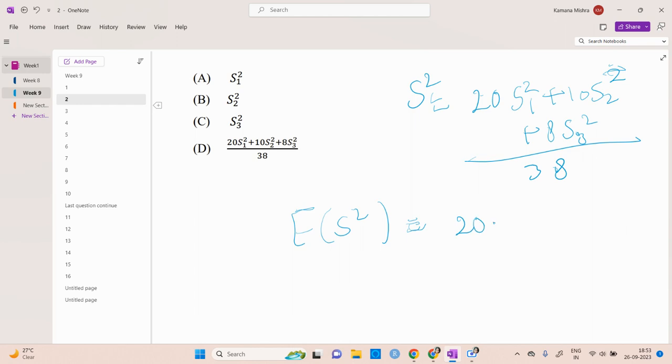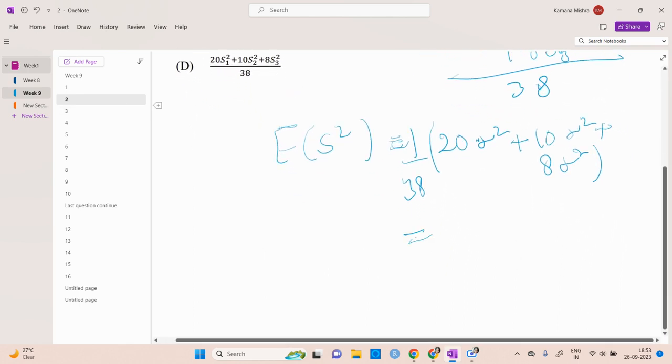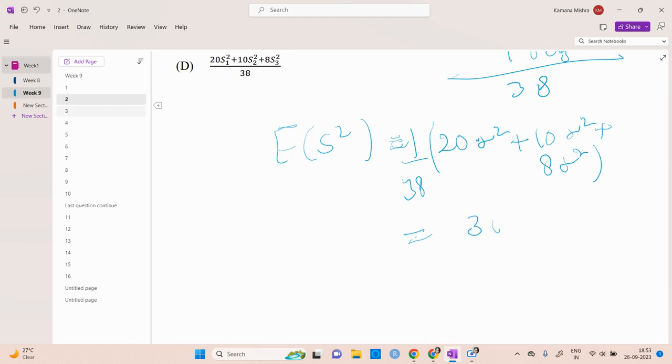1 upon 38 we will take common first. It will be 20 sigma square plus 10 sigma square plus 8 sigma square. So overall it will be 20 plus 10 plus 8, which is 38 by 38 sigma square. So it is sigma square. So this one will be the answer.